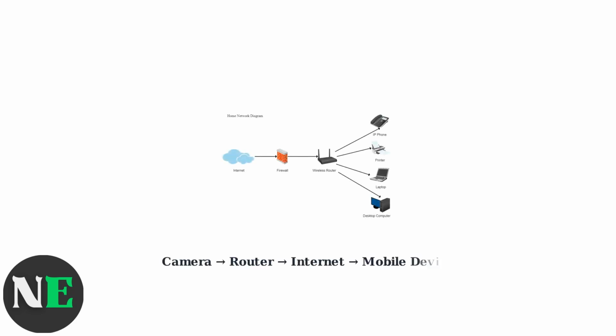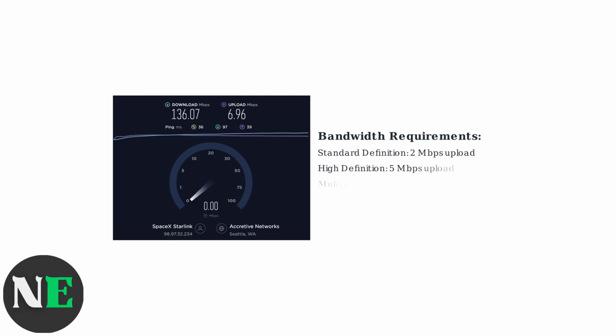Understanding your network topology helps identify bottlenecks. This diagram shows how data flows from your camera through your router to the internet and back to your mobile device. Each connection point can be a potential failure source. Regular network monitoring prevents issues before they occur. Conduct monthly speed tests at each camera location to ensure adequate bandwidth. Cameras need minimum 2 megabits per second upload speed for standard definition, or 5 megabits for high definition streaming.